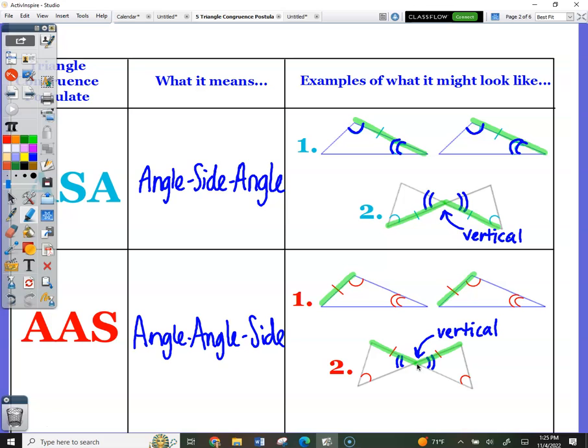And if I presented you that picture and said, are these triangles congruent? You would mark the vertical, then you would look at the picture and say to yourself, what do I have? I've got a pair of congruent angles here, congruent angles here, then a congruent side. So by the AAS congruence postulate, I can prove that those triangles are congruent. Okay?